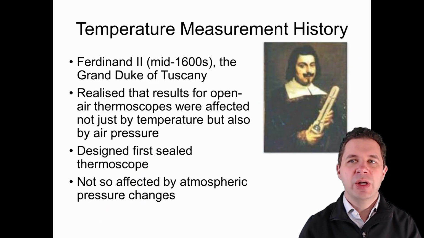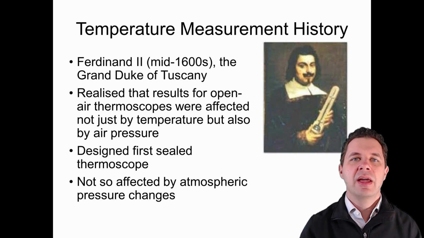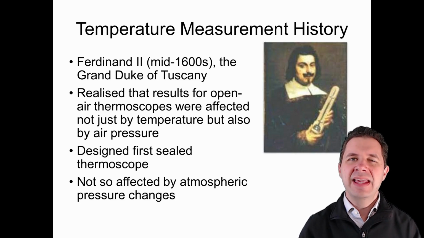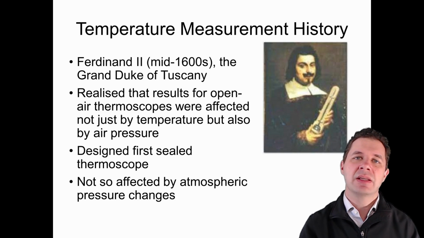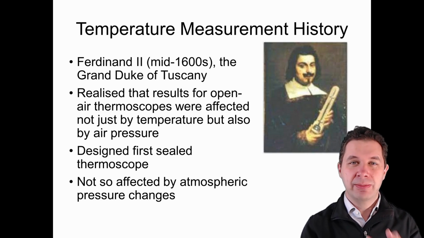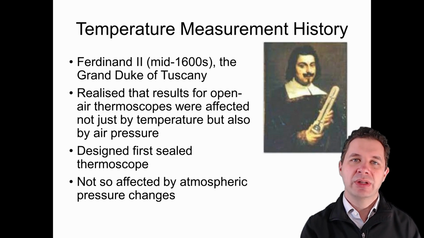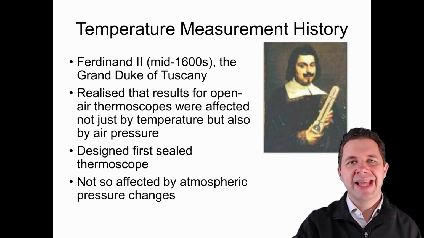We fast forward 50 odd years after that, and we have Ferdinand II, who was the Grand Duke of Tuscany. His main contribution to all this was that he realized it wasn't just temperature that was a key variable in these measurement systems, it was pressure as well. So rather than having an open bulb at the bottom where pressure could potentially change, he sealed up the glass bulb. And so he developed the first closed system for measuring temperature. This closed system was less affected by the atmospheric changes that some of the other ones were.